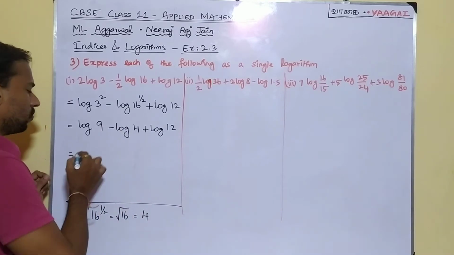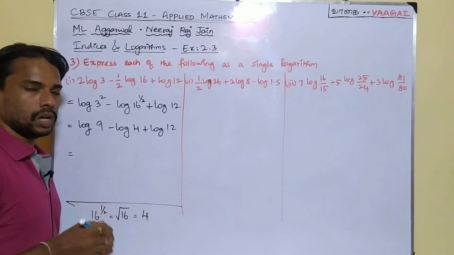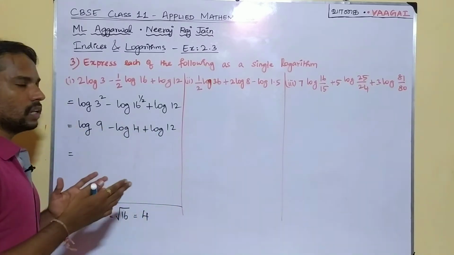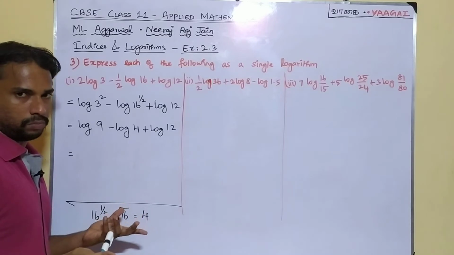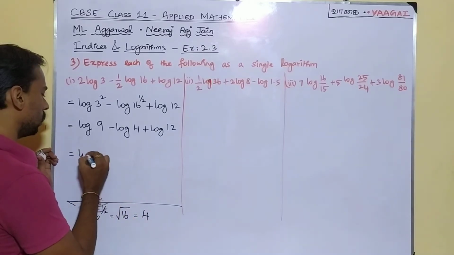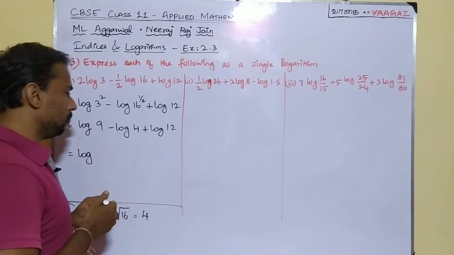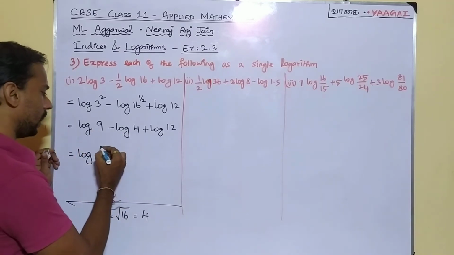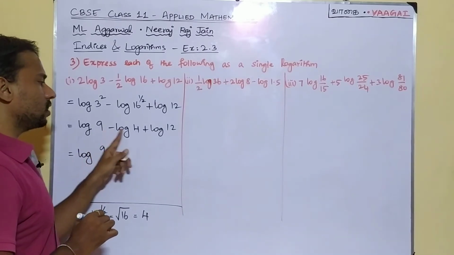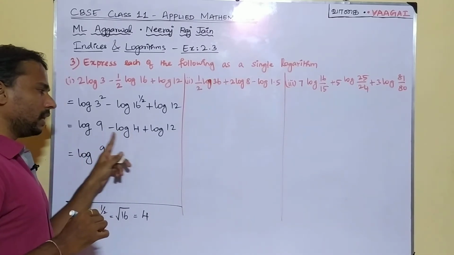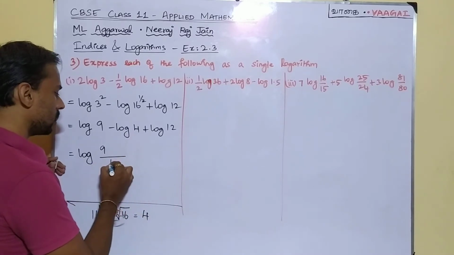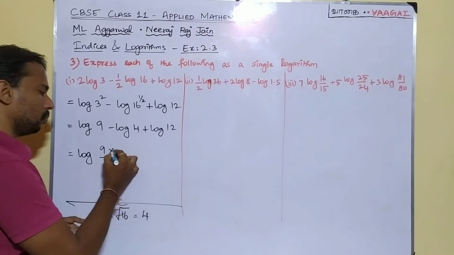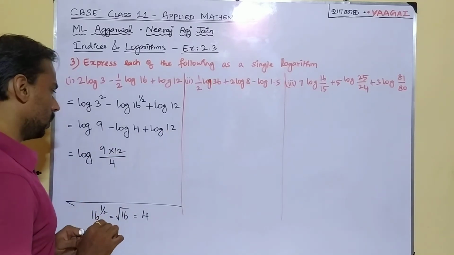Now we can use the first 2 rules, the product rule and the quotient rule. These 2 rules we have to use, and then we can easily simplify and bring them as a single logarithm. Since we have only plus and minus, I'm going to turn it into a single logarithm. Starting from the first term, we have log 9. Then we have minus log 4. Minus means we have to do division, so divided by 4. Then we have plus log 12, and plus means we have to do multiplication. Hope this is clear to you.